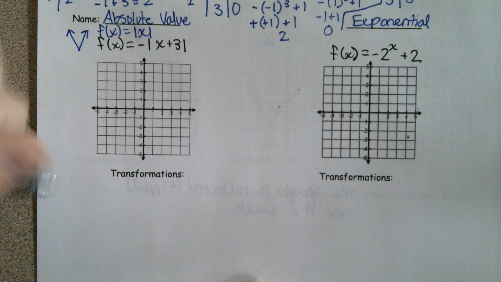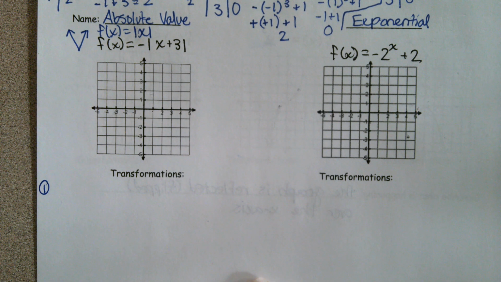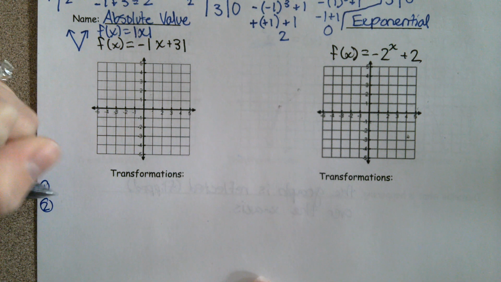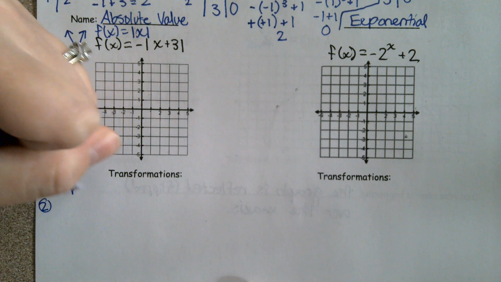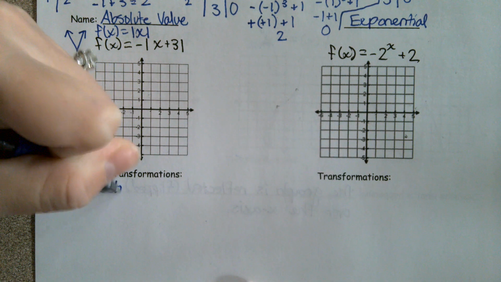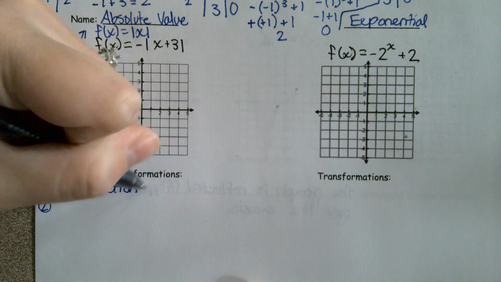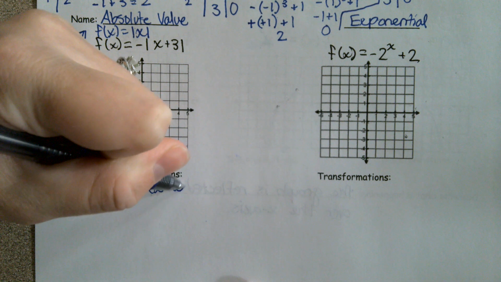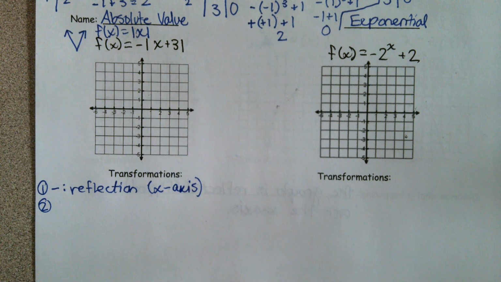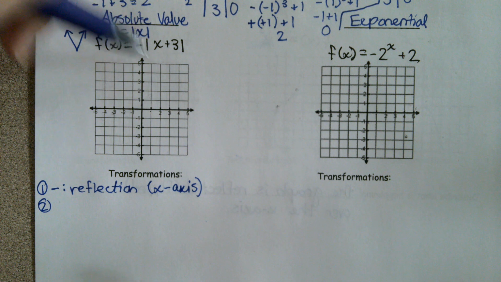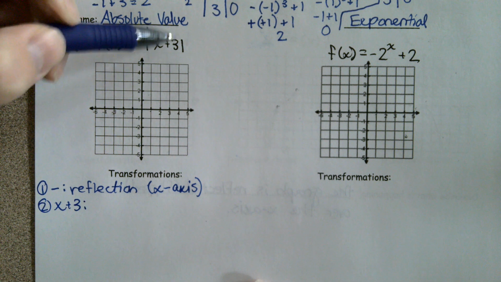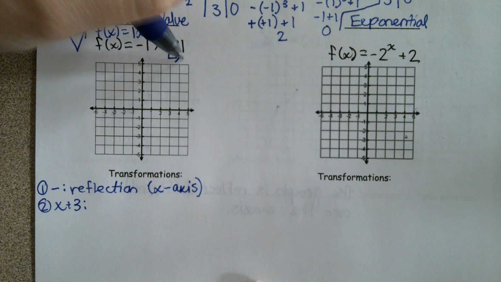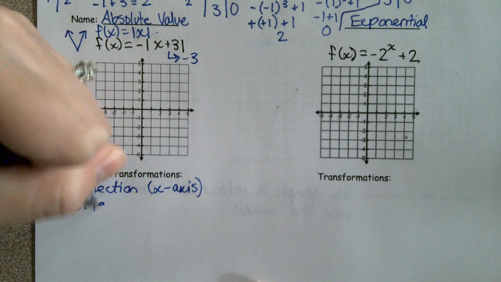Now let's talk about transformations. There are 2. That negative out in front means reflection. And again, that has to do with the x-axis. Flip it over the x-axis. And then we have x plus 3. This is where we think of it as the opposite. We think of it as actually a negative 3. So this is going to be left 3.